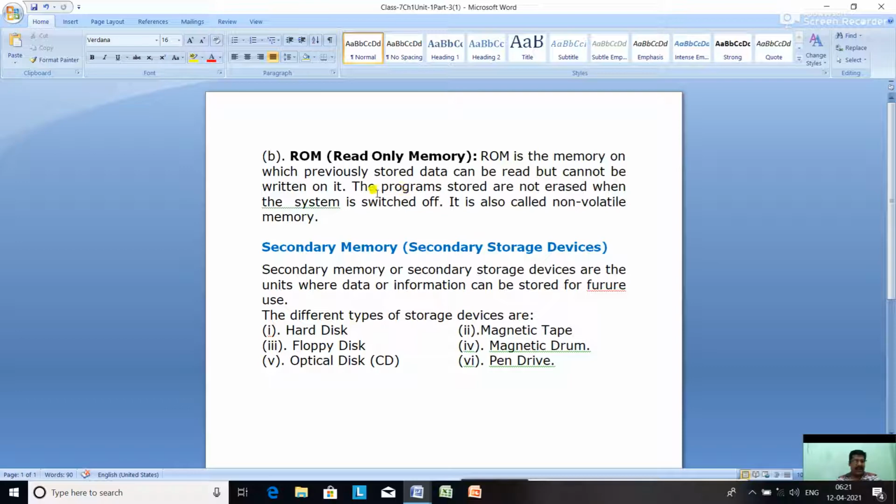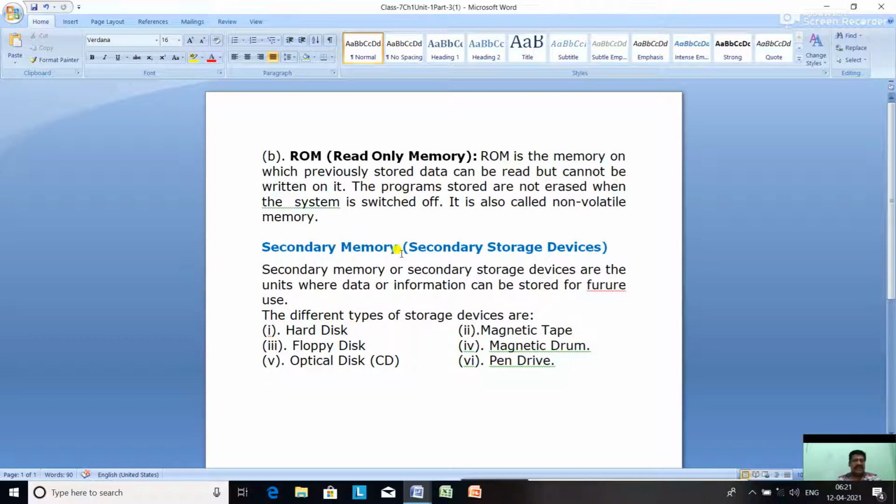Second, any information stored in RAM is lost when the power supply is switched off. In the ROM, the information remains intact. Intact means we don't lose it even if the power supply is switched off.